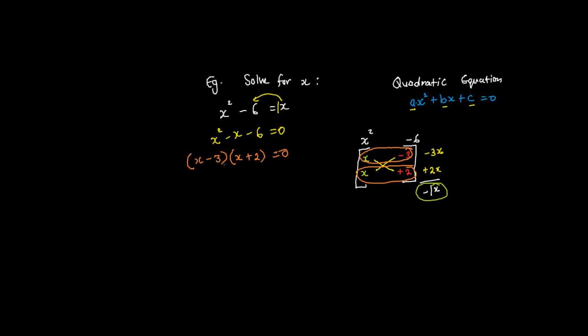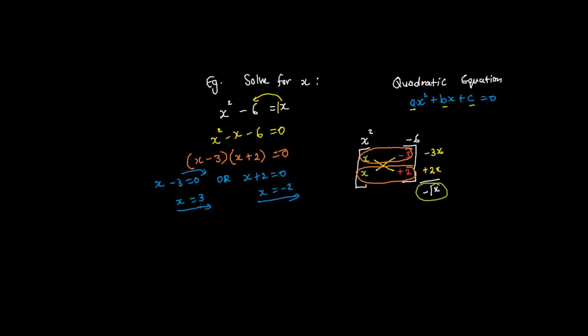Now, in this case, remember I taught you about the zero product rule. So if x minus 3 is equal to 0, then 0 is being multiplied by x plus 2, which will give me 0. Or if x plus 2 is equal to 0, then 0 multiplied by x minus 3 will also give me 0. Hence we can say x minus 3 is equal to 0, or x plus 2 is equal to 0.